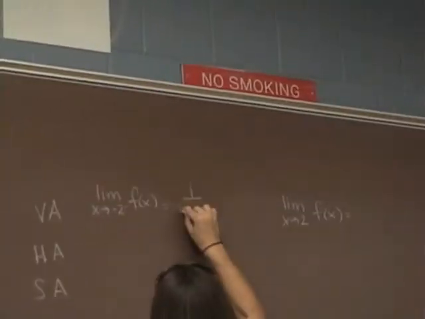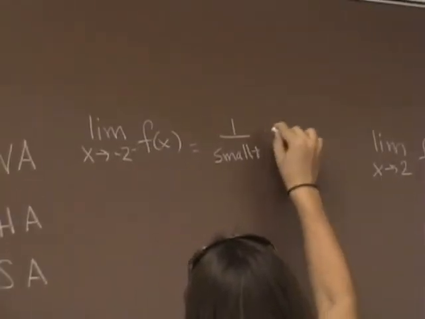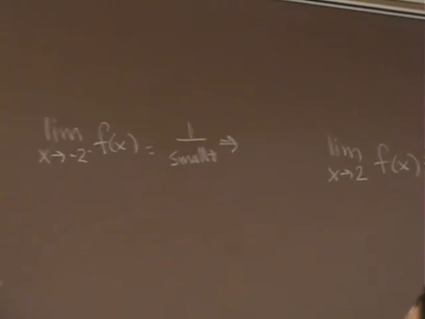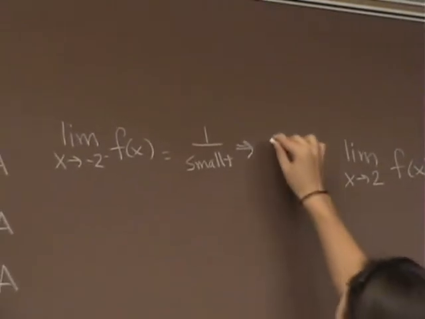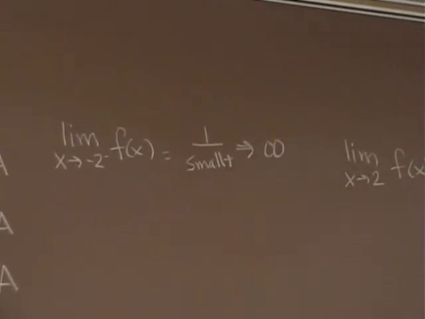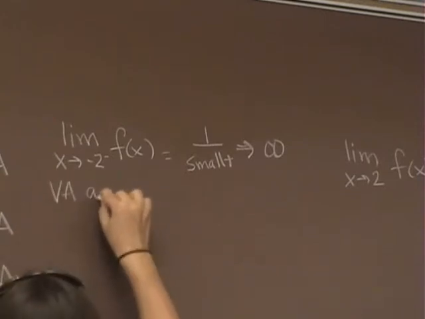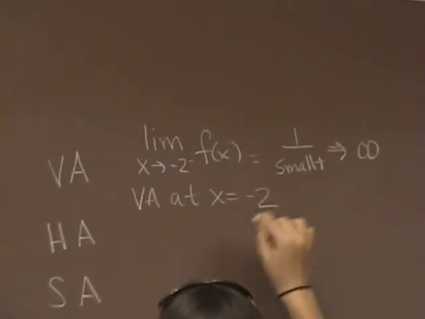So I get 1 over a small positive number, which tells me that this limit is going to be positive infinity. Okay? So when the limit from one side is equal to an infinity, does that mean there's an asymptote? Yes. Okay, so I have a vertical asymptote at x equals negative 2.